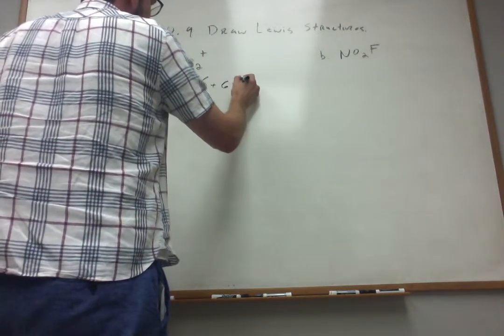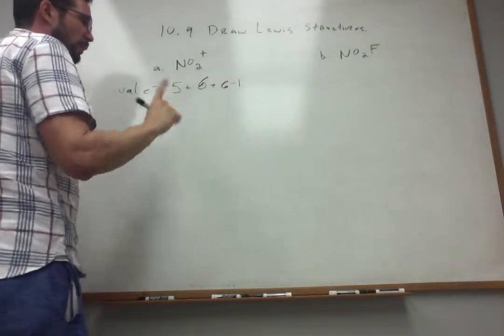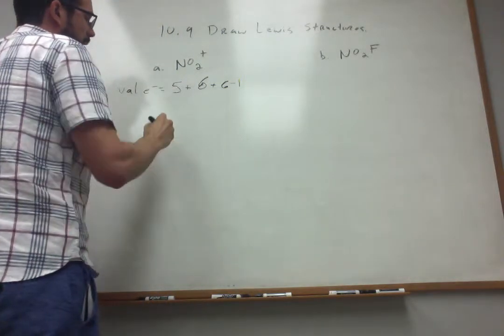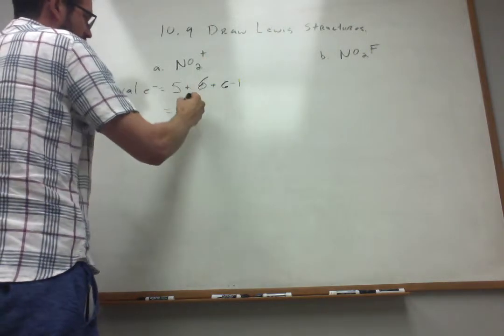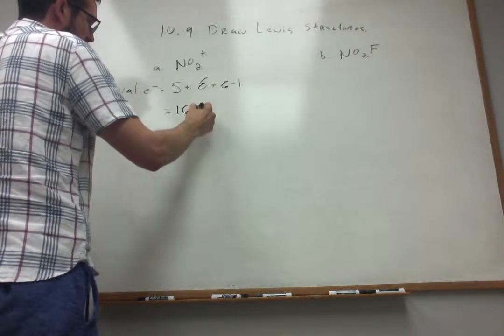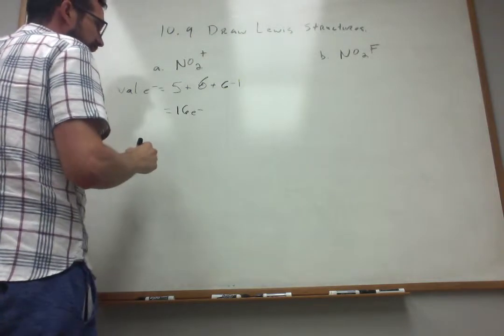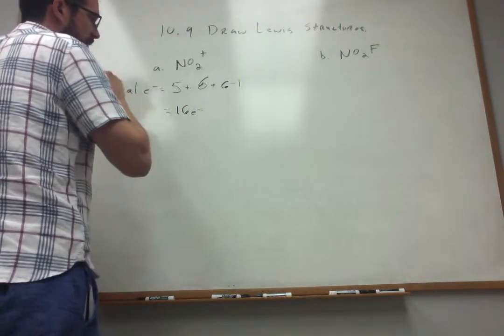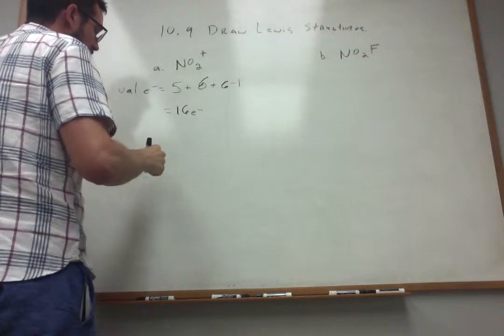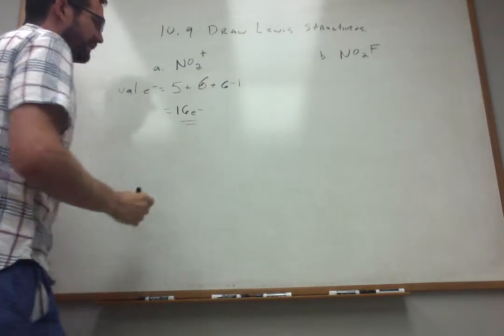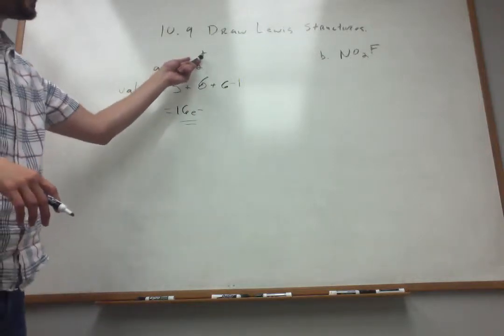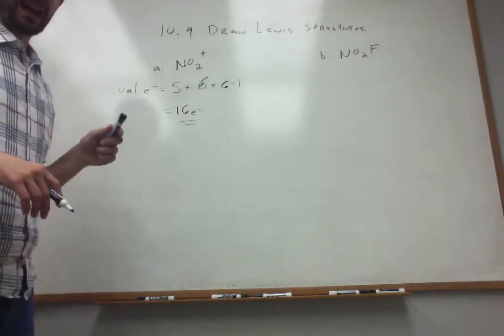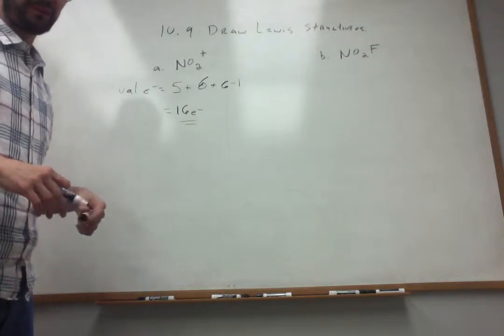So I think in this case, I should actually subtract 1 electron from the total because it's a positive ion. So instead of having 17, I think here I've only got 16 for this ion because it's a net positive 1. That was one of the important realizations for this problem. When you write Lewis dot structures for ions, you have to add electrons or subtract as necessary.